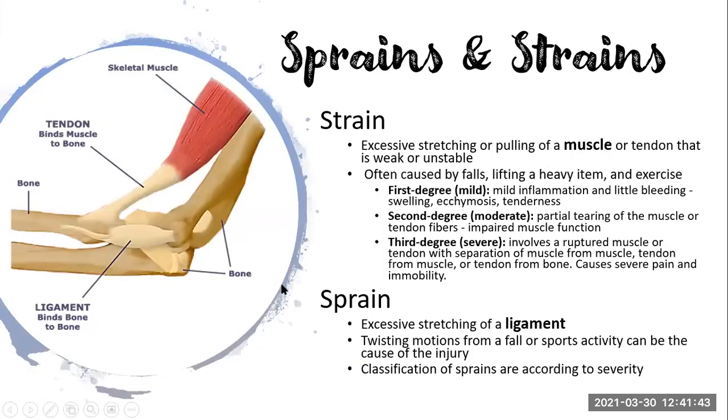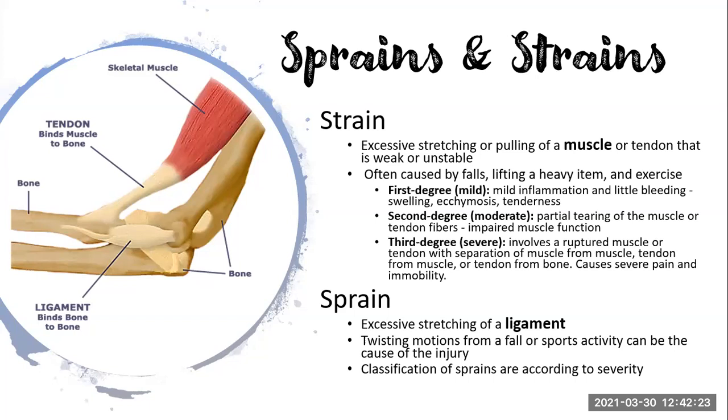All right, moving right along, sprains and strains. This is speaking more to our muscular system. But remember, musculoskeletal, they go hand in hand. A strain involves the muscle or tendon. Remember, tendon, as you see here in the picture, tendon binds muscle to bone. So a strain can occur in the tendon or muscle versus a sprain occurs in the ligament. Ligaments attach bone to bone, okay?